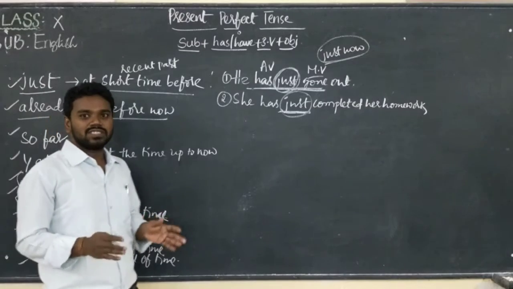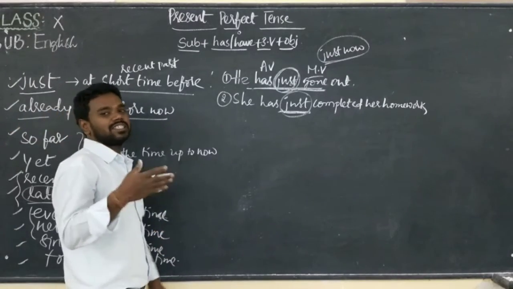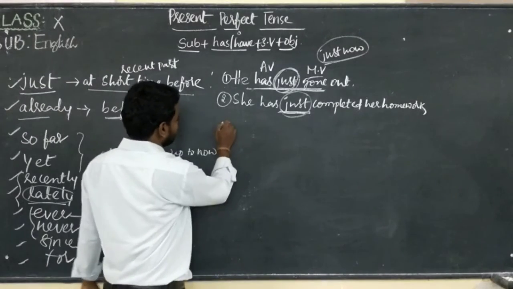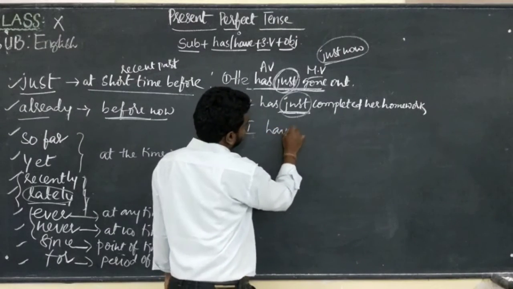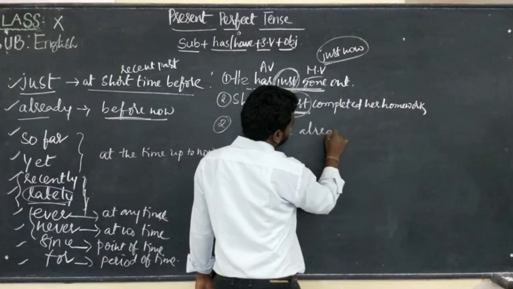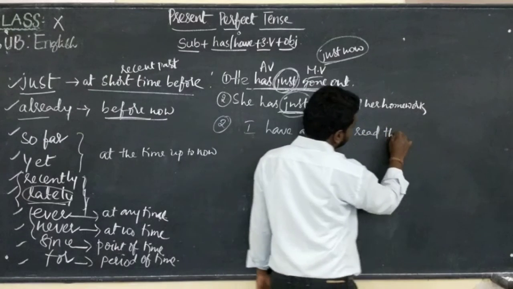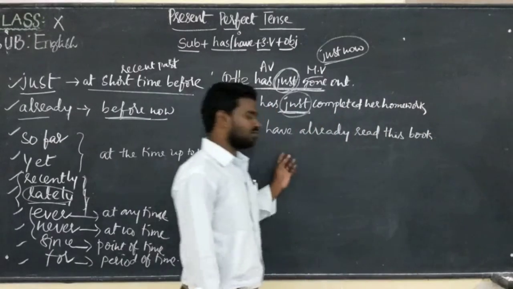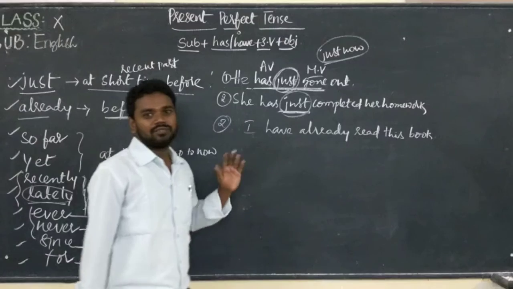So that means what? Something happened earlier than expected. So it is before now, already. So here we can say that I have already read this book. So here I gave you one book to read and complete it by 5 o'clock.